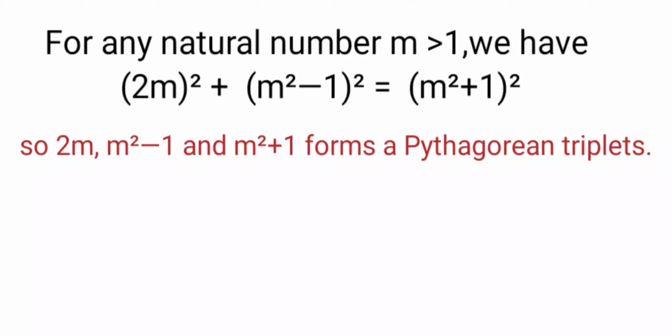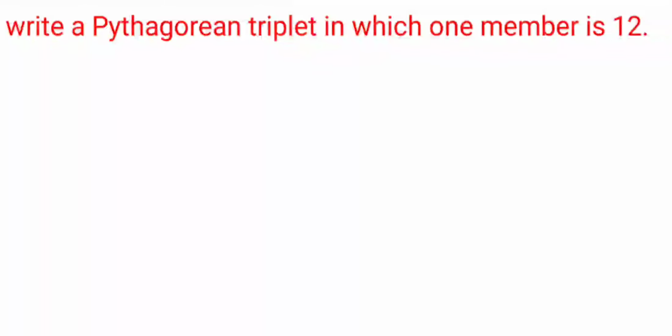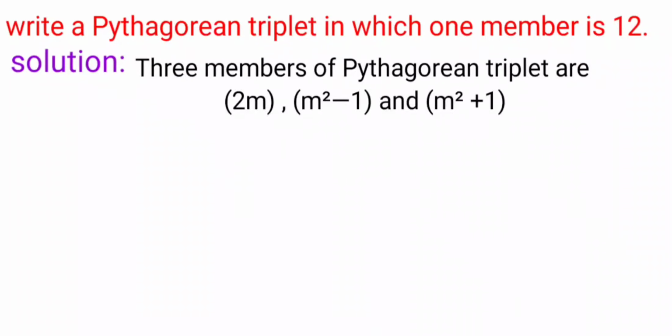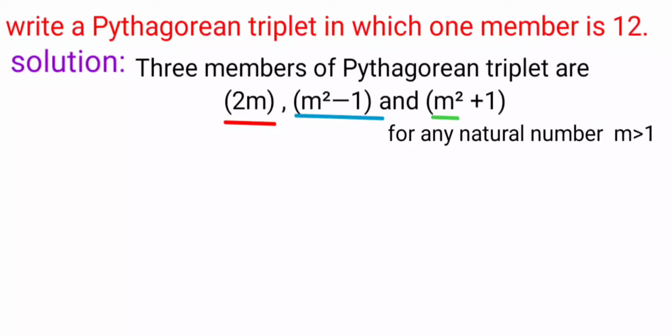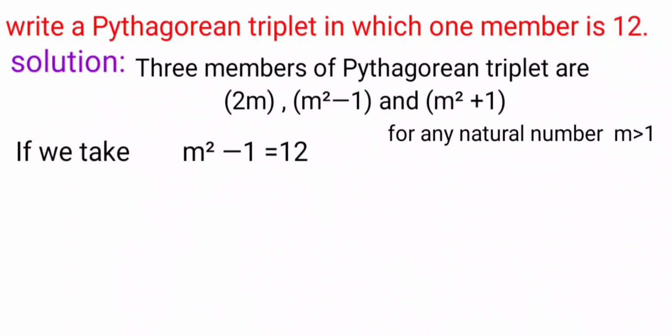If you are given one member of a Pythagorean triplet, then you can find the other two numbers. Suppose I take an example: write a Pythagorean triplet whose one member is 12. Means either 2m equal to 12, or m² − 1 equal to 12, or m² + 1 equal to 12. These are the three members, for any natural number m greater than 1.